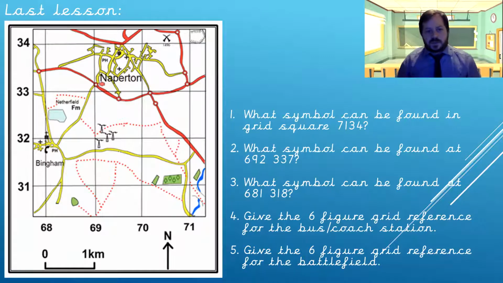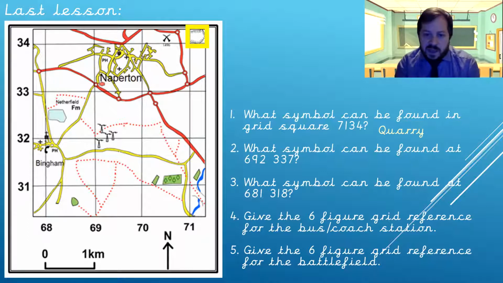Last lesson, this was the map we looked at, and we were looking at six-figure grid references. So we had the eastings along the bottom, the northings up here, and obviously we split them into 10 to see what we can find. What symbol can be found in 7134? Right at the top up here, that's a quarry or a set of cliffs. But if you were using things, it'd be a quarry.